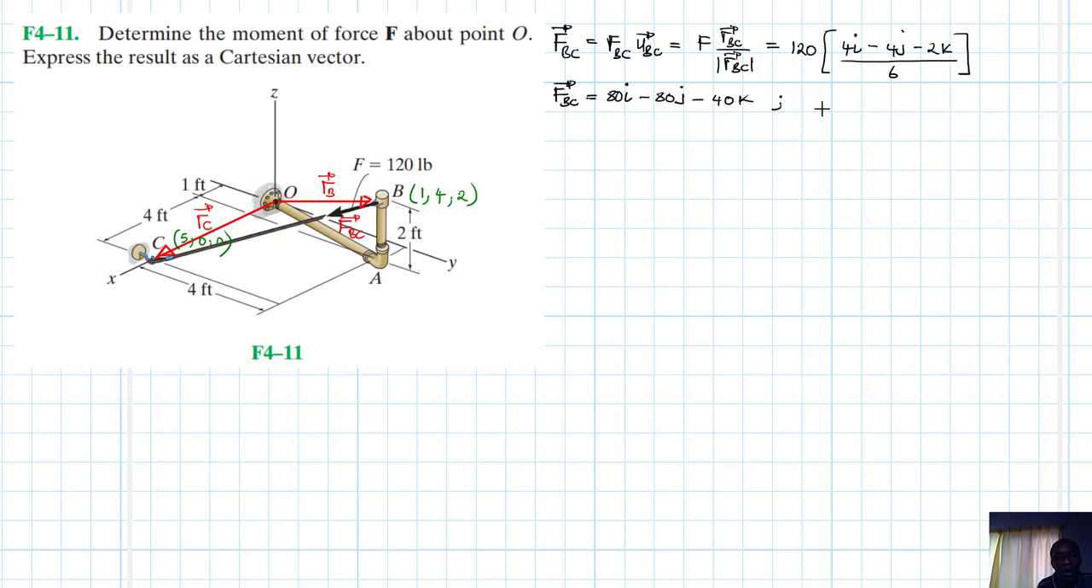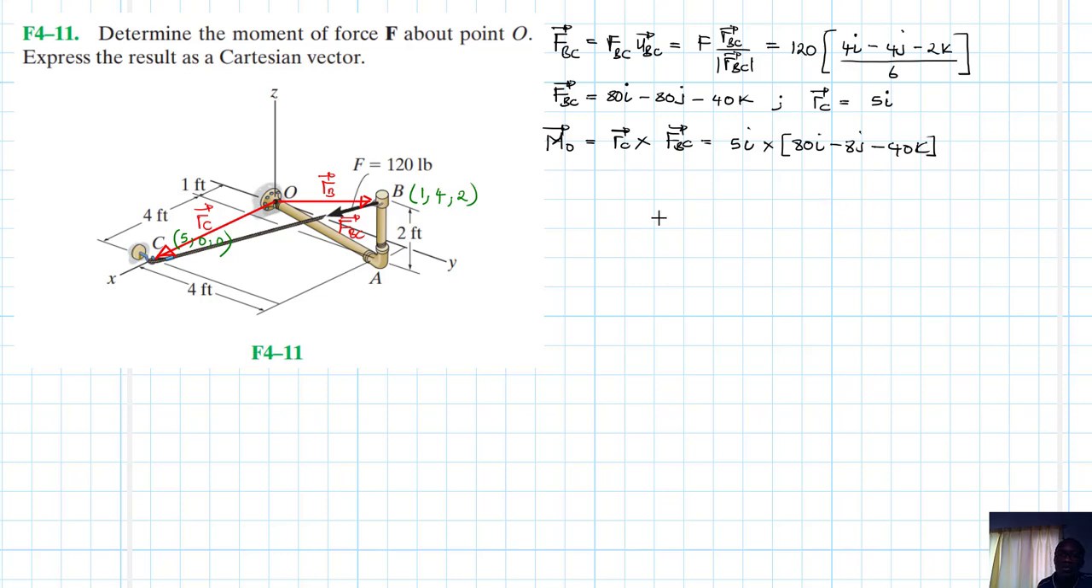Like I said, we are going to use RC. RC is just 5i. It's really up to you to choose which one to use. For me, I'll use this one. You can cross this directly if you want to, and I'll do it in two ways. So the moment about point O is going to be equal to RC cross FBC, which is equal to 5i cross 80i minus 80j minus 40k.